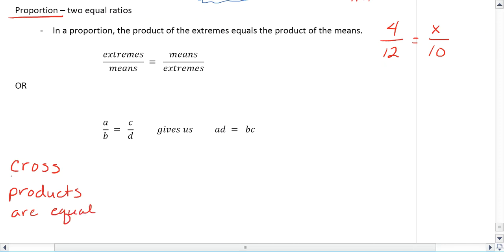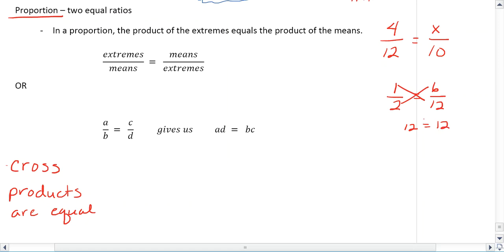And you may ask, where did this come from? Well, let's think of a common example here. I think we would all agree that 1/2 is the exact same thing as 6/12. And then if we looked at their cross products, 1 times 12 is 12, and 2 times 6 is 12.